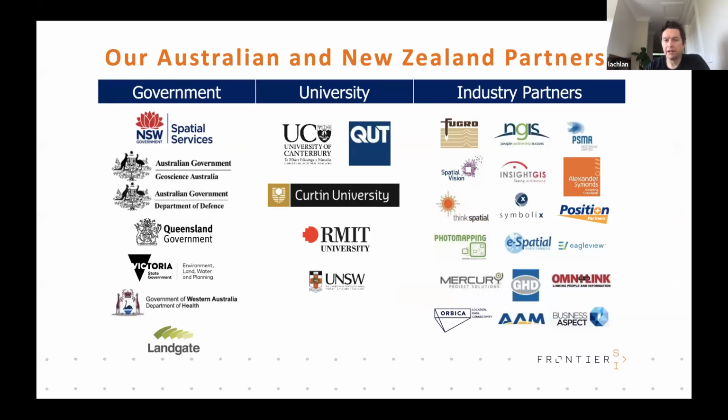So who are our partners? We've got quite a mix of government, university and industry. We have quite a large number of the state governments and also national government departments, such as Geoscience Australia and the Department of Defence. We have a number of universities from Australia and New Zealand, and of course a number of industry partners. They range from quite large ones such as PSMA and Fugro to smaller ones like Symbolics, which offer tremendous value, but you may not have heard of.